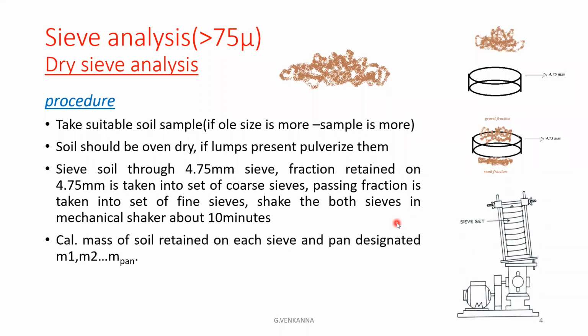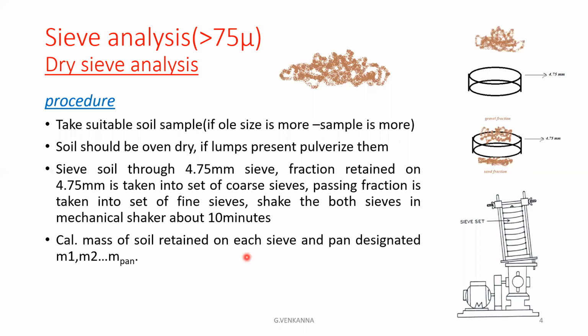Okay. Next, calculate the mass of soil retained on each sieve. On the 80 mm sieve, we weigh how much soil is retained on the weighing machine, and it is designated as M1. Next, on the 40 mm sieve, if any soil is retained, we calculate its mass as M2. Like this, for all sieves, the soil retained on each sieve is weighed and noted as M1, M2, M3, up to the pan. Okay, next one.